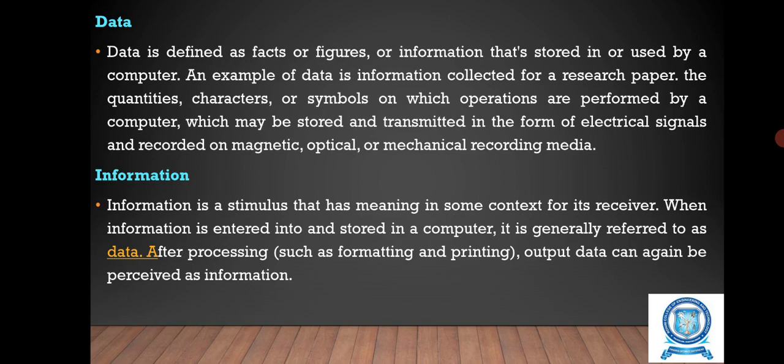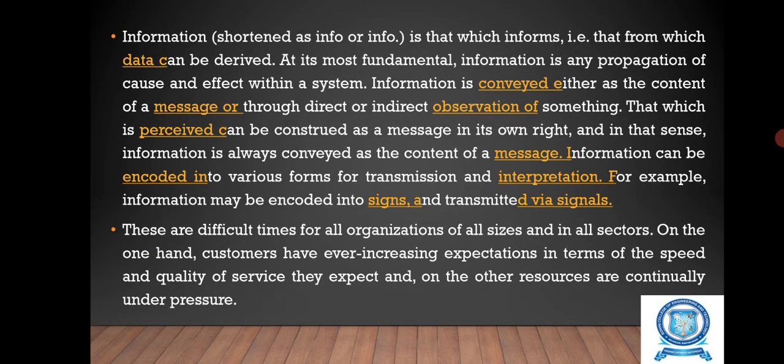Information is a stimulus that has meaning in some context for its receiver. So when information is entered into and stored in a computer, it is generally referred to as data. After processing, such as formatting and printing, output data can again be perceived as information. Information, shortened as info, is that which informs, that is, that from which the data can be derived.